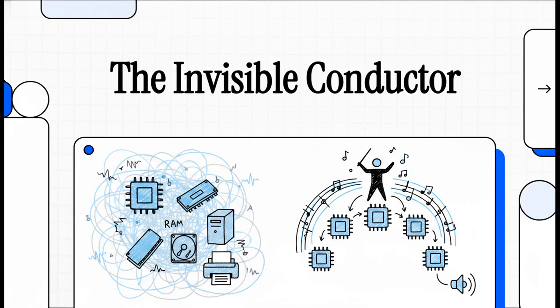Welcome to This Explainer. Today, we're diving into the absolute backbone of modern computing to really uncover the true purpose of an operating system. Think of your computer's hardware for a second. The processor, the memory, the storage drive. It's kind of like an orchestra of incredibly talented but completely independent musicians. On their own, they have the potential to make beautiful music, but without any coordination, you're just going to get noise. The operating system is that invisible maestro, the conductor making sure everything works together in perfect harmony.